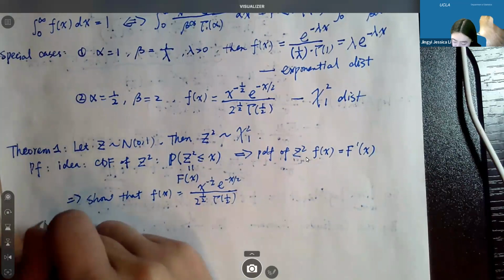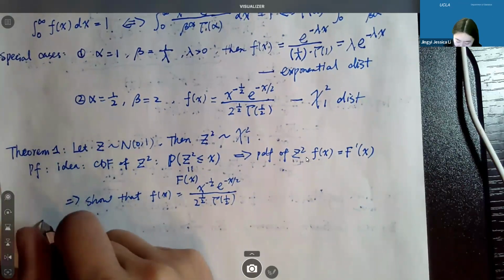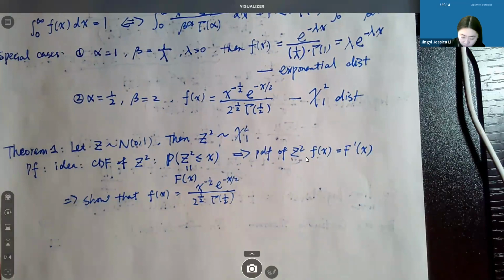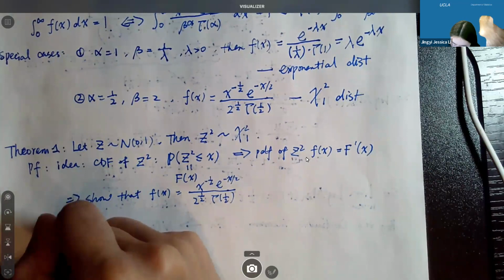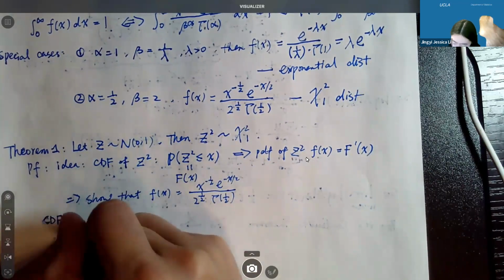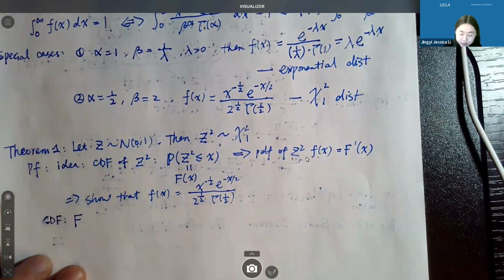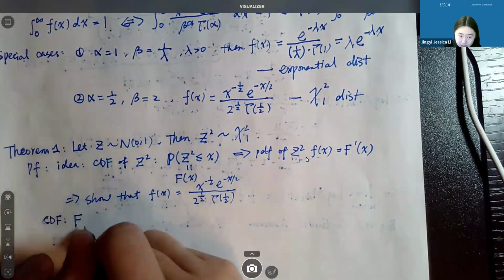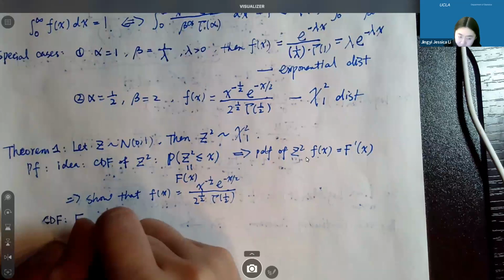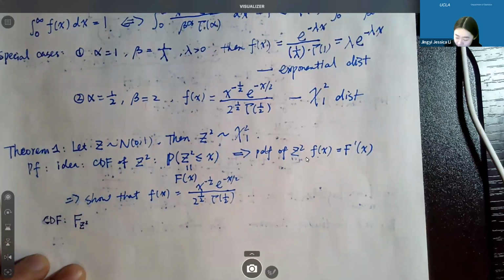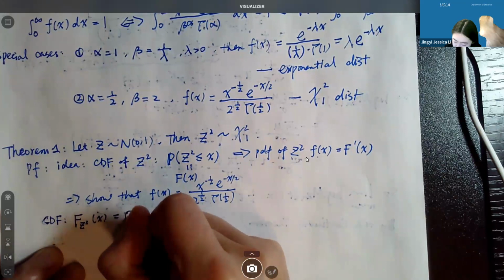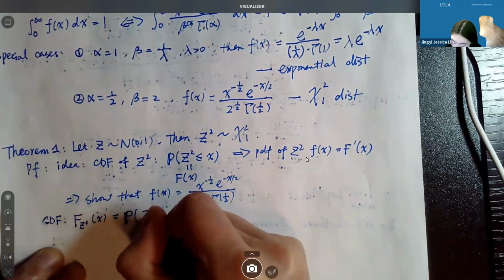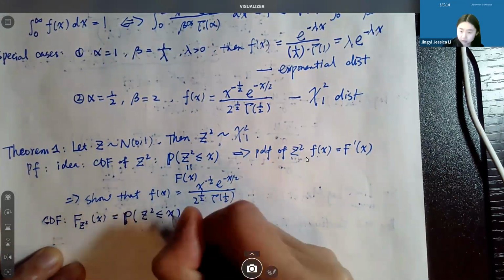So let's define the CDF of Z squared. Let's call it F. Based on our notation convention, we put a random variable as the subscript here for clarity. So I put it here to mean it's the CDF of Z squared. And we evaluate it at a non-negative real number x. So by definition, this is the probability that Z squared is under x.